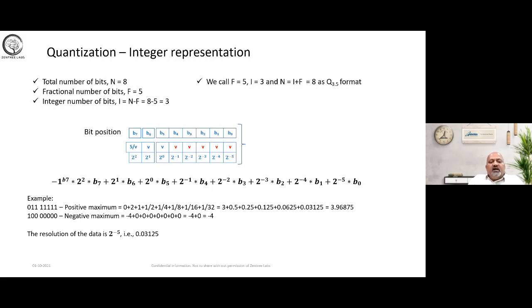The resolution of the data we call 2 to the power minus 5, that is 0.03125. So anything falling in the range of minus 0.03125 by 2 to 0.03125 by 2 is mapped to the mid value of that particular range. What I mean is the step value here is 0.03125. So it is something like a mid-rise quantizer in general. This is a 2's complement fixed point representation of floating point numbers.